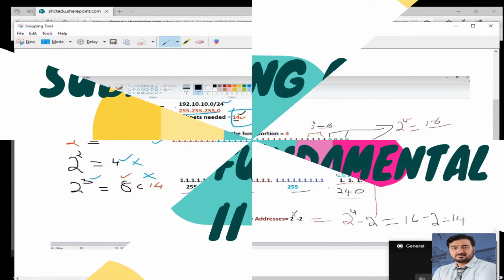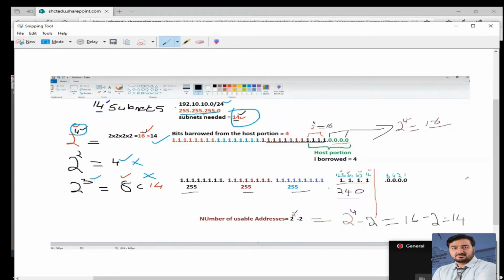We need 14 subnets. So how can we make these 14 subnets? This was the IP address, as we discussed in our last meeting. So this was the default, and this is your prefix notation, /24. What does /24 mean? Please tell me.